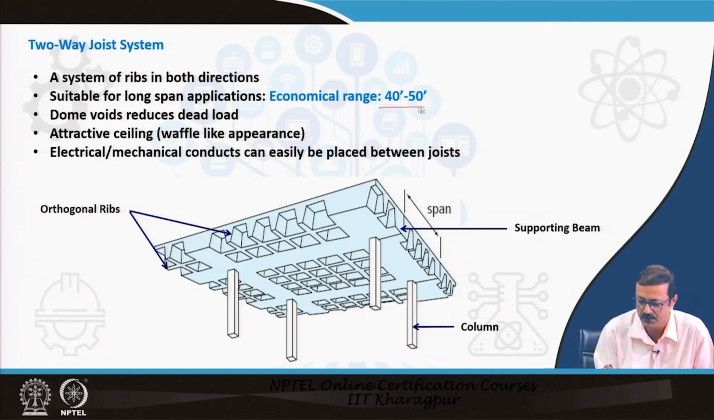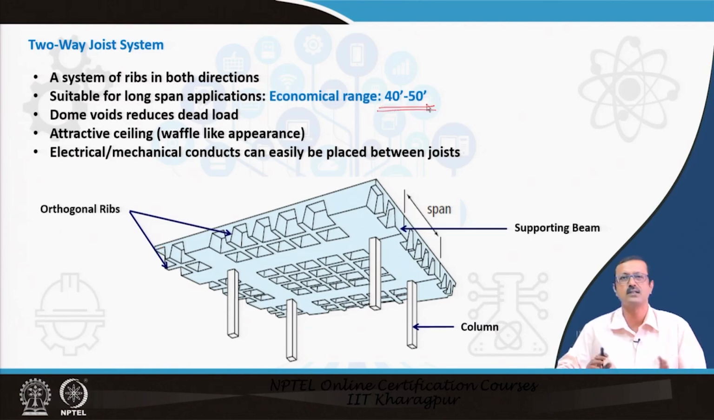The economical range is almost 40 feet to 50 feet, which it can easily accommodate, and it also reduces the voids, since you can use those grids. It will give you a very attractive ceiling appearance, because those square or rectangular voids are created by virtue of the two way joist system, and those voids can be utilized for some lighting applications also.